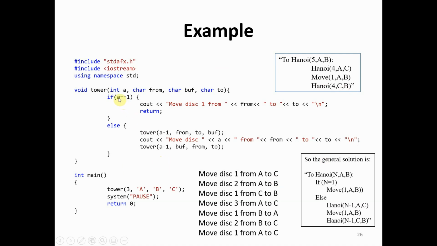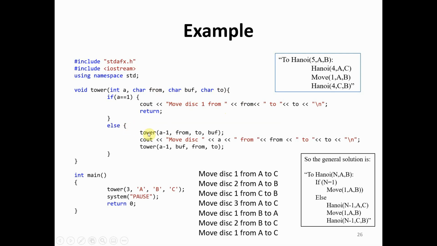So you can see that it's pretty simple. We have the number of disks, we have the from, which is the source, and the destination poles, and this is the auxiliary or the buffer pole. If you only have 1 disk, then we can just move that disk from source to destination.